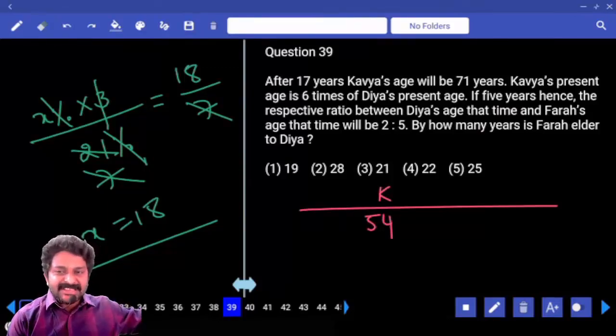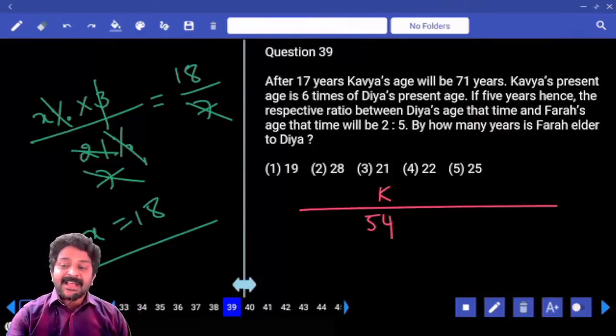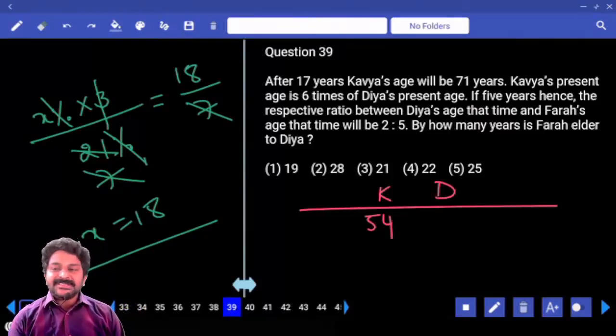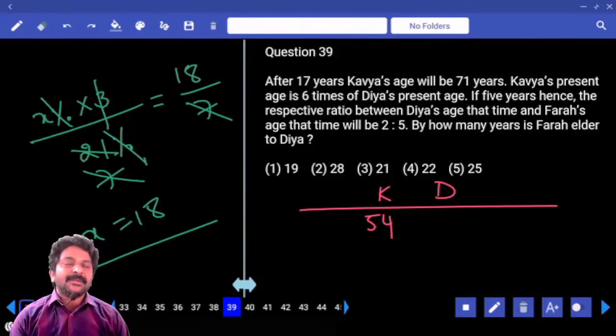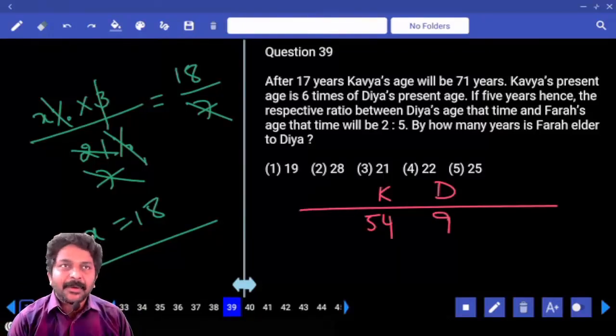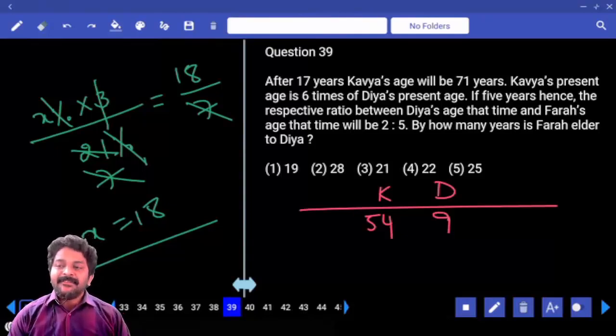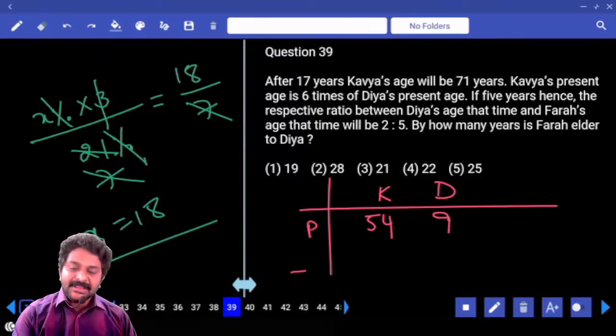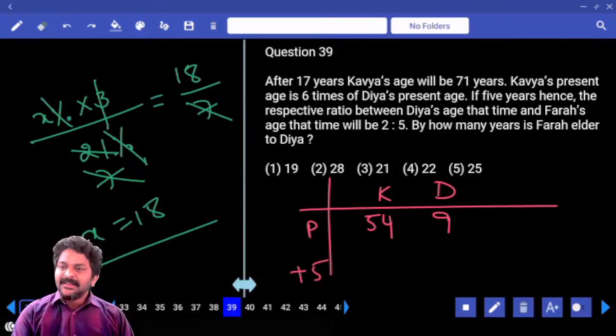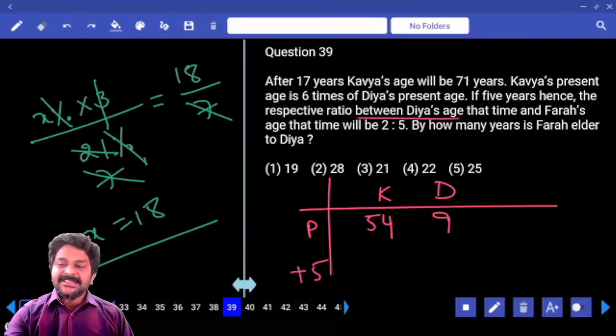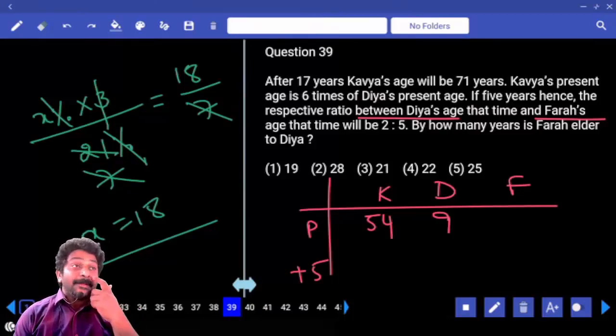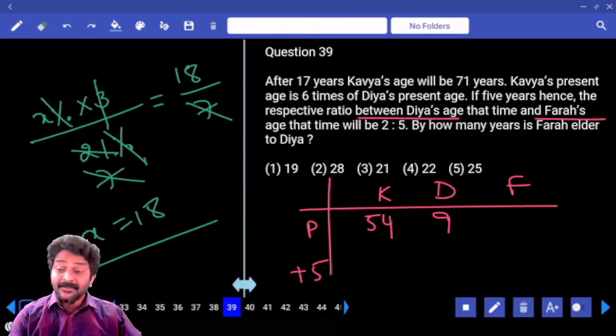Kavya's age is 6 times Divya's age. 54 is 6 times of which number? So if Divya's age is 9, then Kavya's age will be 6 times of it. Next, if 5 years hence, these are ages. After 5 years, the ratio between Divya's age at that time and Farah's age at that time. So we know the present age of Divya. How much is that? 9. After 5 years, she will be 9 plus 5, 14.